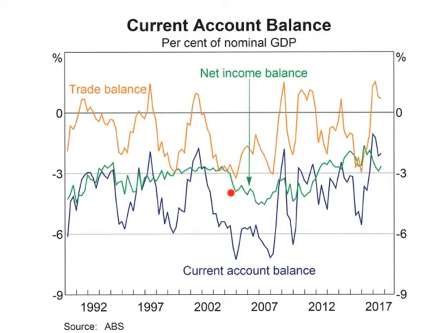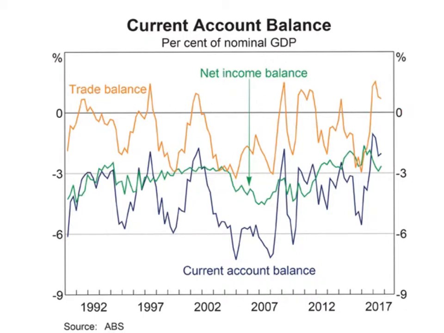The green line shows our income receipts less our income payments. It's called the net income balance. Now you'll notice that it is always negative. That reflects the fact that in the past there's been a lot of foreign investment in Australia, and so when we pay dividends or return profits to overseas owners, that means that we sell Australian dollars to buy the foreign currency to pay the foreign investors. That's an income payment, and overall our income payments are larger than our income receipts, so that green line is always below zero.